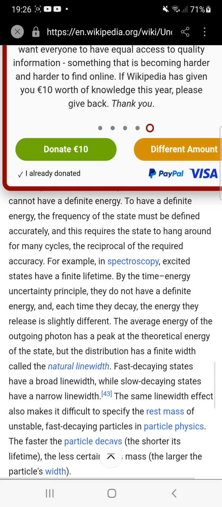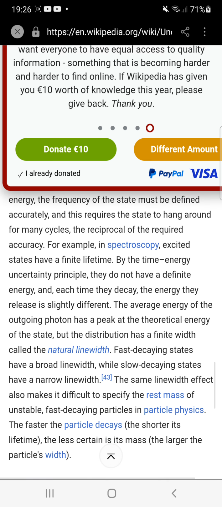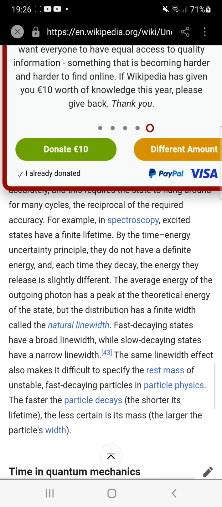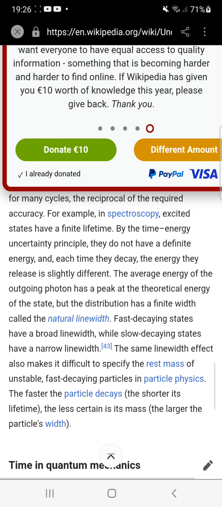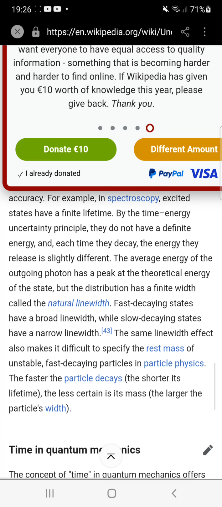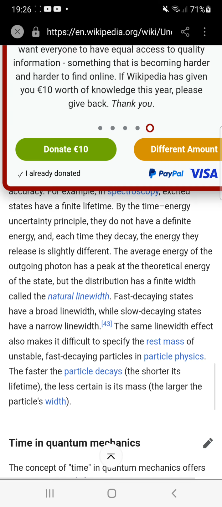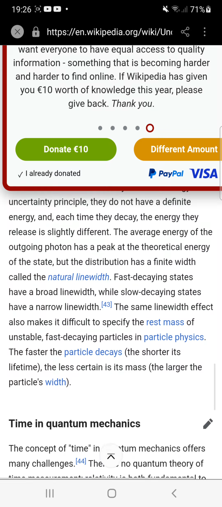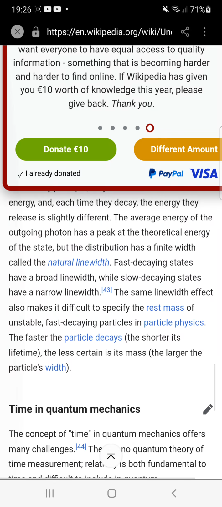To have a definite energy, the frequency of a state must be defined accurately, and this requires the state to hang around for many cycles, the reciprocal of the required accuracy. For example, in spectroscopy, excited states have a finite lifetime, so by the time-energy uncertainty principle they do not have a definite energy, and each time they decay, the energy they release is slightly different.